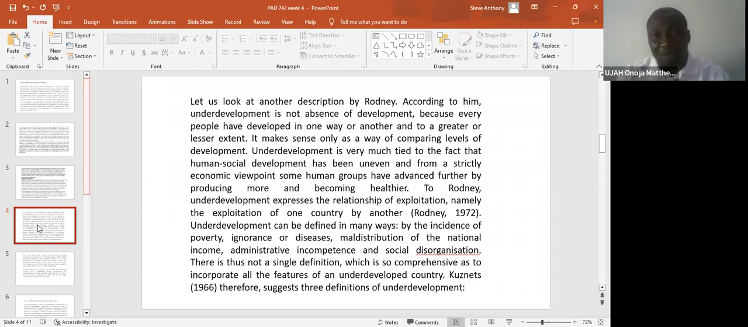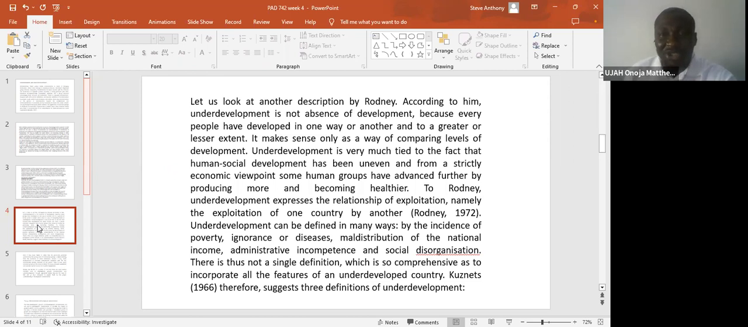So for him, until you compare levels of development, you will not be able to understand what underdevelopment is about, because people develop in various areas. So underdevelopment is very much tied to the fact that human social development has been uneven. And from a strictly economic viewpoint, some human groups have advanced further by producing more and becoming healthier. To Rodney, underdevelopment expresses a relationship of exploitation, namely the exploitation of one country by another. If you read his book, How Europe Underdeveloped Africa, you would see that he talked about the expansionist tendencies of capitalism as the root cause of underdevelopment of third world societies.